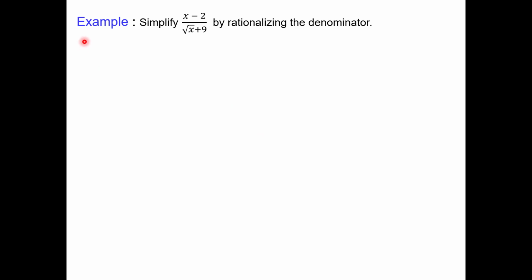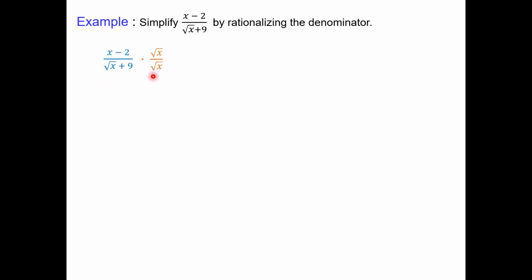In this next and last example, we have to rationalize the denominator, but this one's going to be different because of how the denominator looks. We actually have 2 terms in our denominator, and this is the first time we're seeing this. So square root of x plus 9 in our denominator makes us have to approach this differently. And so we have our expression.